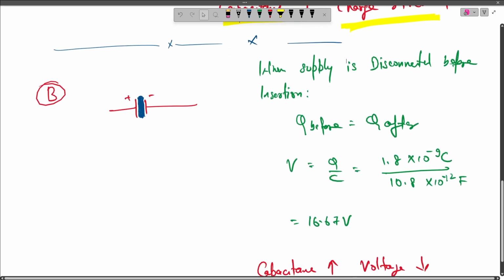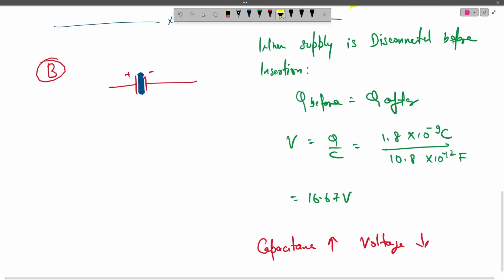Now the second case was the dielectric material being inserted while the potential difference was not being maintained. So in this case, we can see that Q before the dielectric material was inserted, and after the dielectric material has been inserted, the charge on the capacitor will remain the same. So the potential difference is given by Q by C, and this capacitance has increased because we know that C is given by K times C naught. So the voltage across the capacitor would be equal to 16.67 volt.